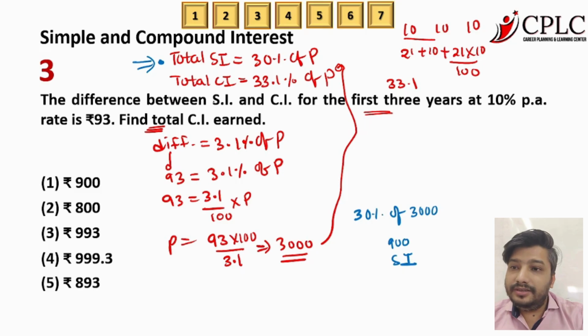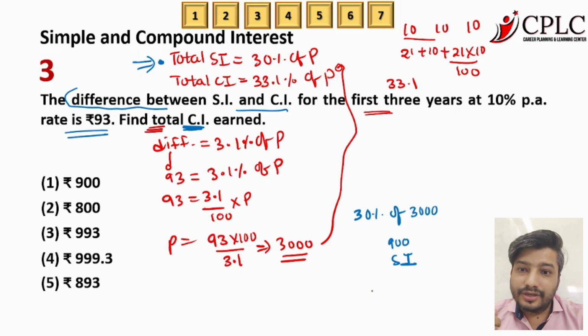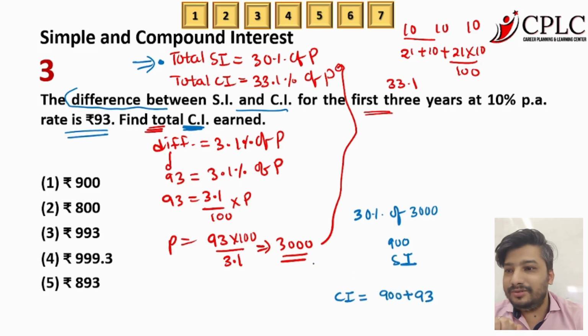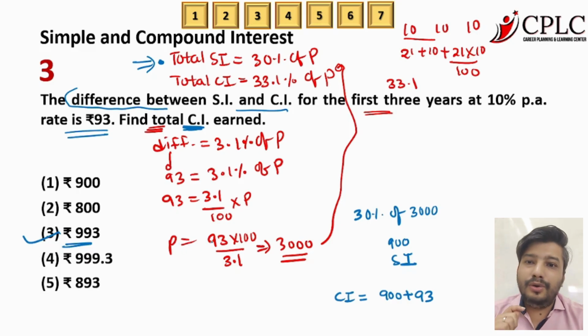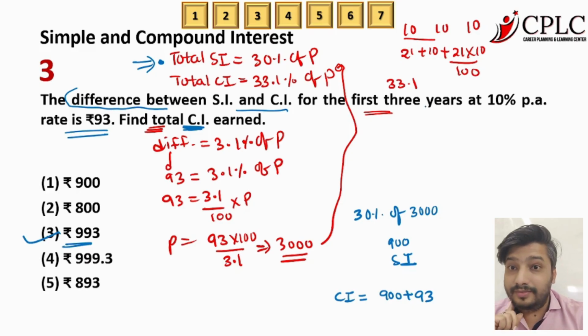But they were asking CI, compound interest. And now comes the best part. If you remember the data, the difference between SI and CI is given, which is 93, and you have simple interest. So how are you going to get CI? So all you do is add the difference to that. So that gives you the answer as 993, which is answer option 3 basically. So this is how you would have done this faster and much easier, but the core philosophy remains the same.